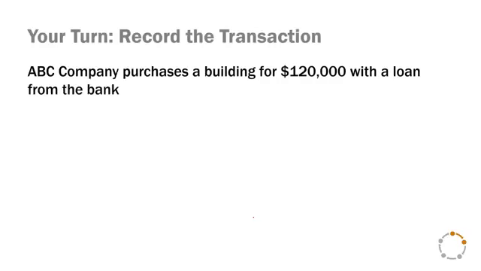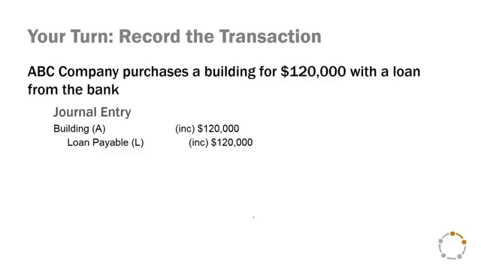Okay, how did you do with that one? Let's take a look at the journal entry. The company purchases a building, so it's acquired a new asset. We'll call it building. Sometimes people call it property, plant, and equipment. We'll call it a building just for simplicity. It's an asset account. That balance increases by $120,000, so that's a left side entry or a debit.